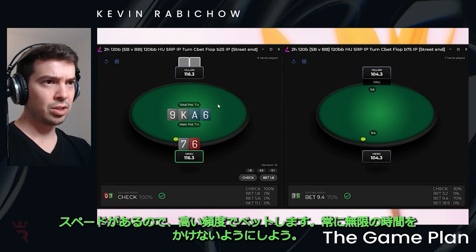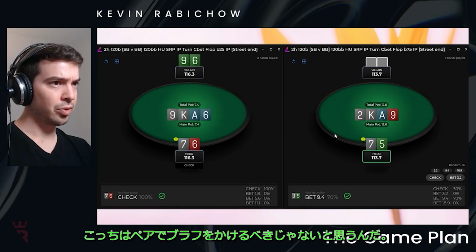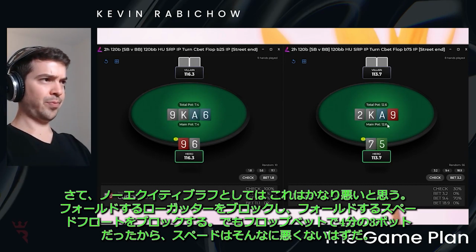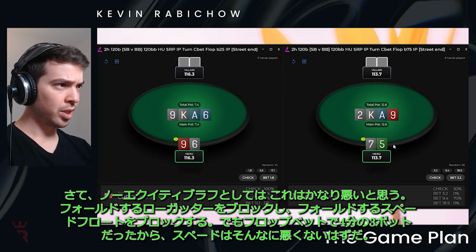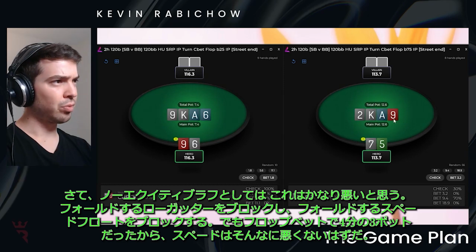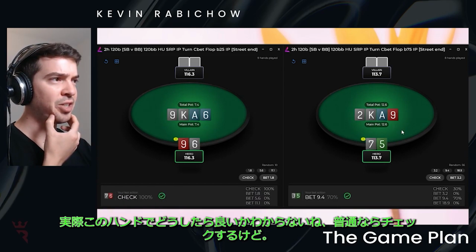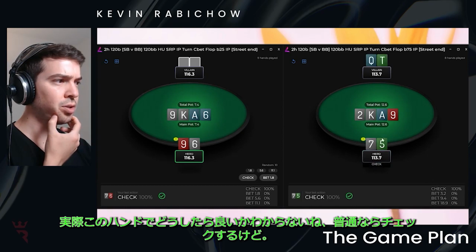Try not to take infinite time always. I don't think I should be bluffing the pair. So for a no equity bluff, I think this one is quite poor. We block the low gutters that fold. We block the speculative spade floats that fold. Although it was a 3/4 pot flop bet, so the spade shouldn't be that bad. I'm actually not sure with this hand. I would normally check.